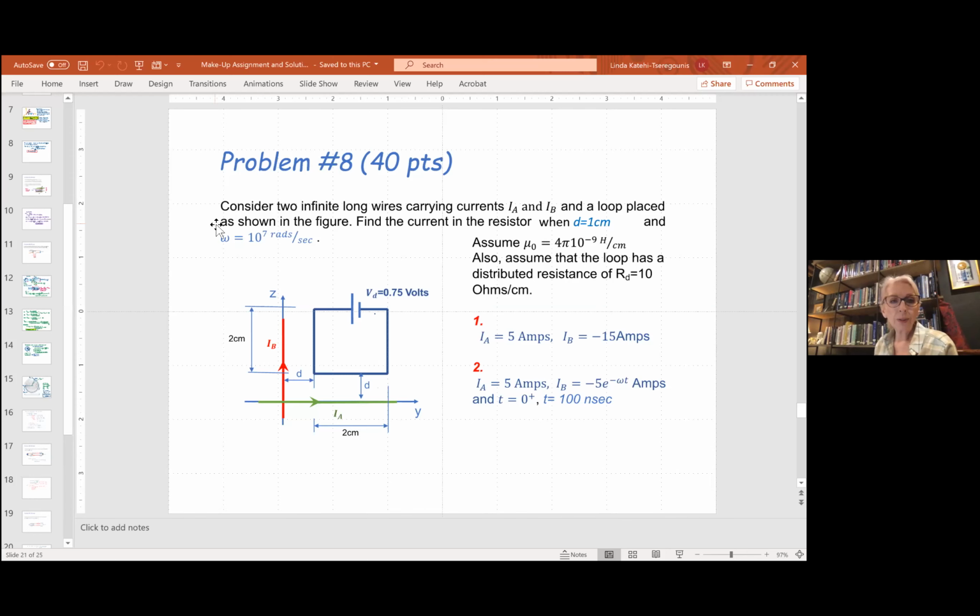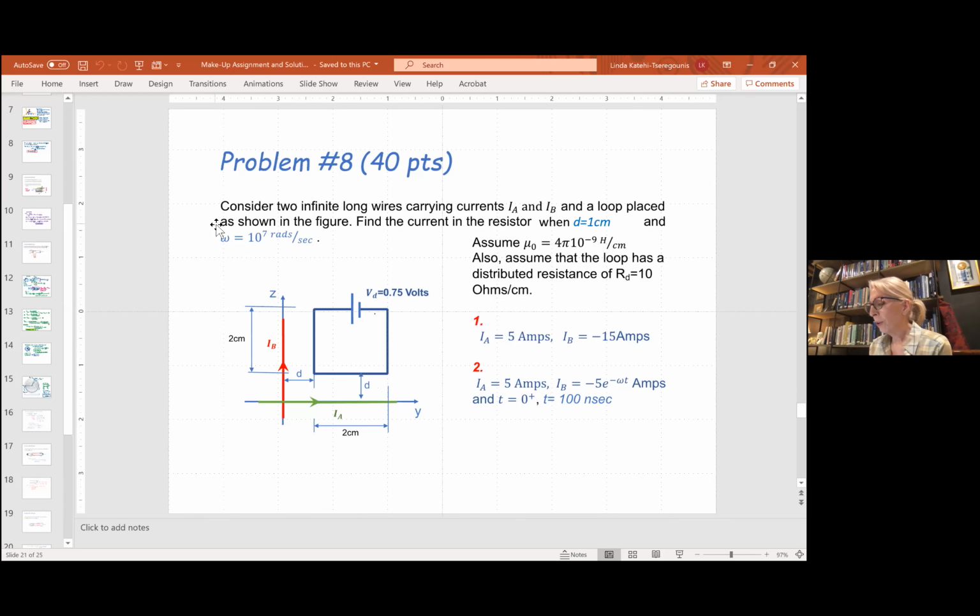Okay, good morning. Today, as we discussed yesterday, I plan to solve a couple of problems. Both of them are from the makeup assignment, and I have uploaded the solutions for the makeup assignment, and you can go through them, but I wanted specifically to discuss two problems. One is going to be from magnetostatics, and the other will be from transmission lines.